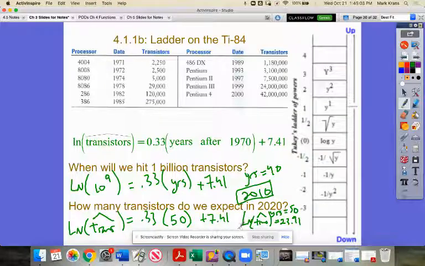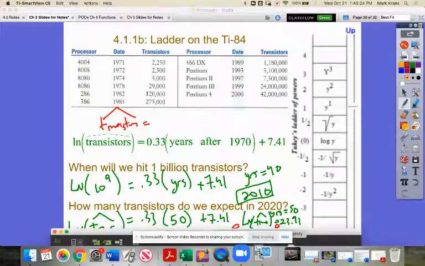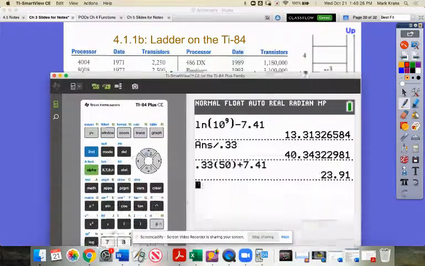And how do you unlock this logarithm? Well, if I put a base e on both sides, now we have e to the ln of my predicted transistors equals e to the 23.91. The e and the ln cancel each other out, and I get my predicted transistors. So I'll put it up here. Transistors hat equals whatever e to my answer on the calculator is, which we see right here.